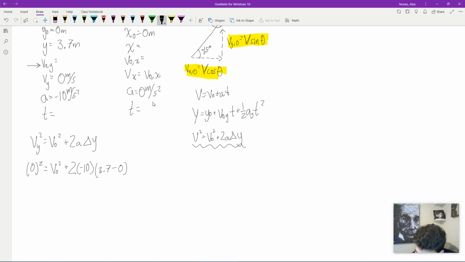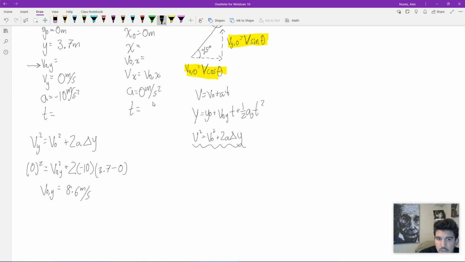Now, if I plug this all into my calculator and apply my algebra, I get that my initial vertical velocity is equal to 8.6 meters per second. Okay. And so one of the things that may be helpful here is to actually label not just V0, but V0Y to let you know that this is the initial vertical velocity, and alternatively V0X, which lets you know that this is the initial horizontal velocity.